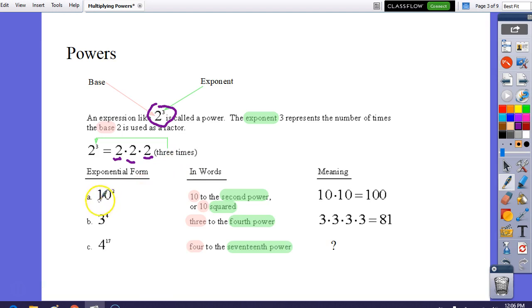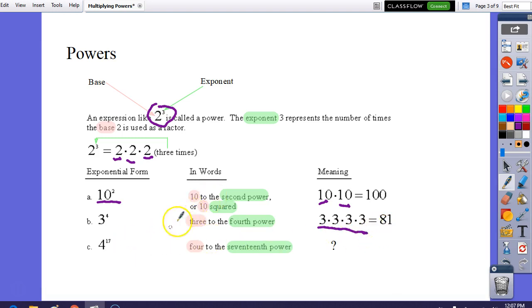If we look down here at the next couple examples, 10 to the second, or 10 squared, is read 10 times 10. There are two factors of 10, and 10 times 10, as we know, makes 100. It is not 10 times 2, okay? 3 to the fourth, the next one down, is 3 times 3 times 3 times 3, 4 times. There are 4 threes here, and that makes 81.